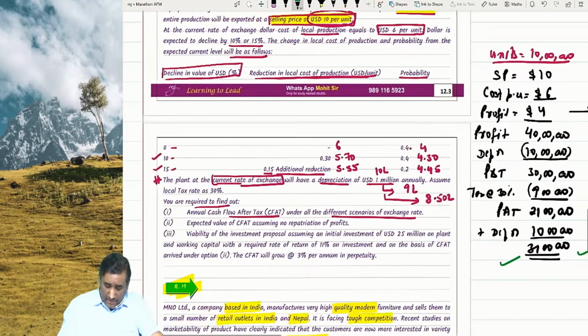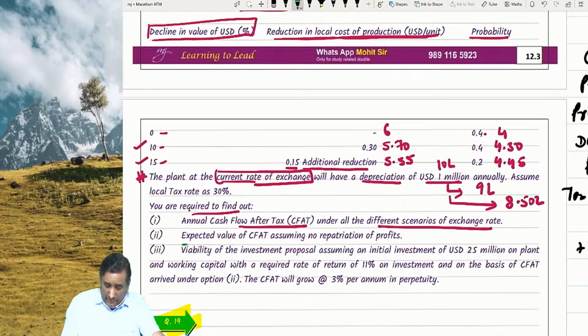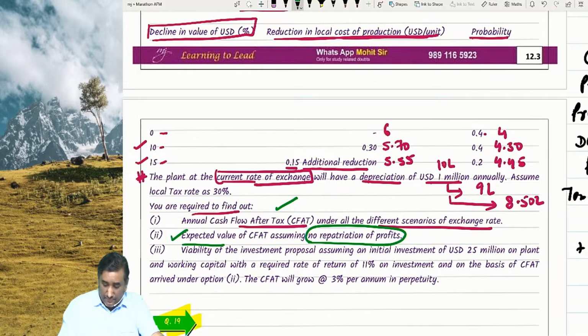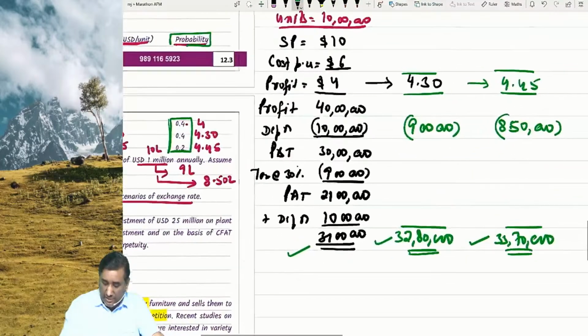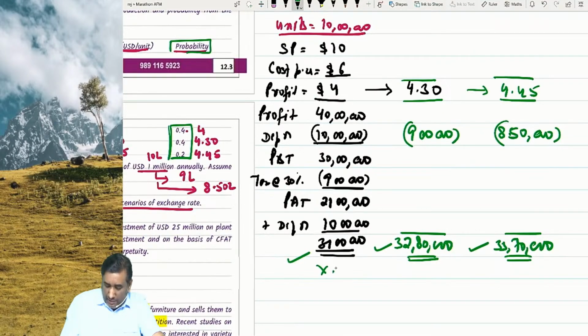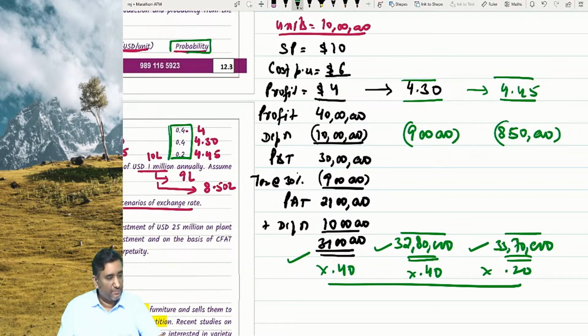Yes. The second part he asked was the expected value of CFAT assuming no repatriation of profit. Sir, what's the difference between the first and second? First also expected, second also expected. You know what he means? In the second part you basically multiply by probability. That means you calculate probable cash flows. That means into 0.4, this chance is 0.4, this is 0.2. You'll get something.